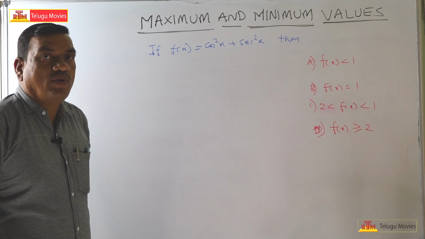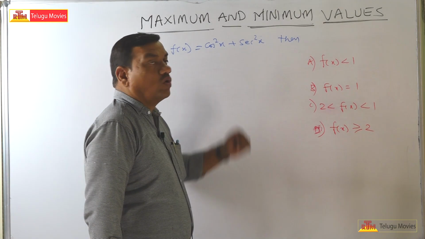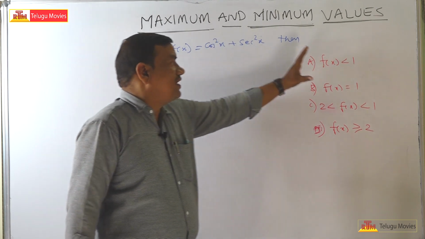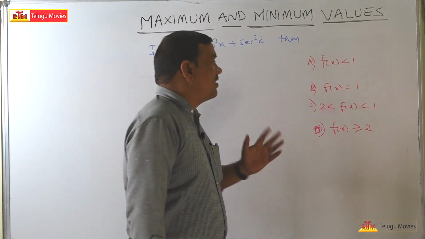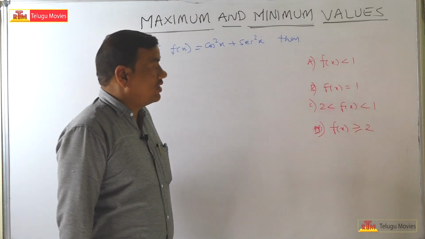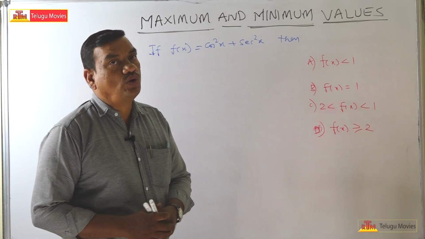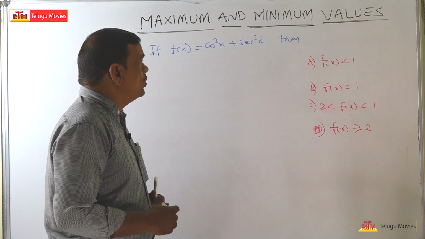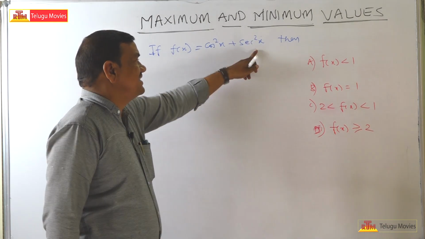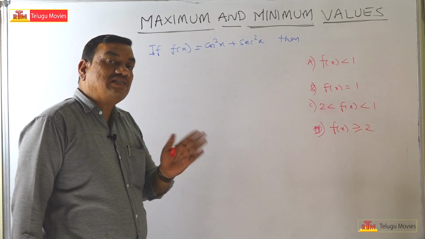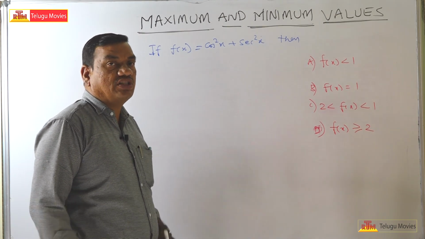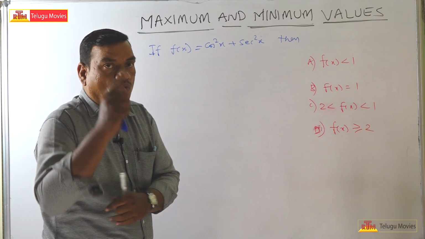Welcome to this problem. If f of x is equal to cos square x plus secant square x, then what is the result? F of x less than 1, f of x is equal to 1, 2 less than f of x less than 1, or f of x greater than or equal to 2? How to do this problem? To do this type of problem, forget about the square: cos x and secant x are reciprocal to each other. That means cos x into secant x is equal to 1.